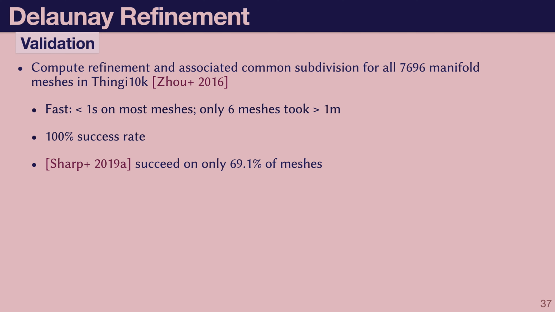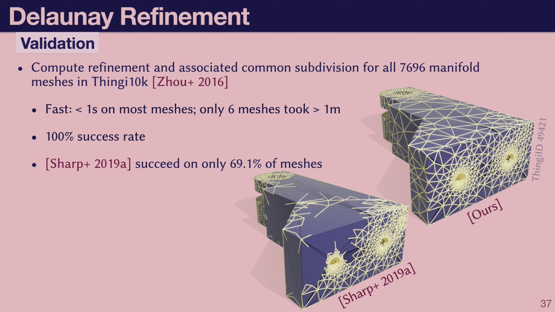For comparison, the signpost data structure succeeds on only 70% of meshes, and here's one representative example where the poor mesh quality causes floating point errors in the signpost data structure, whereas our integer coordinates produce the correct result.